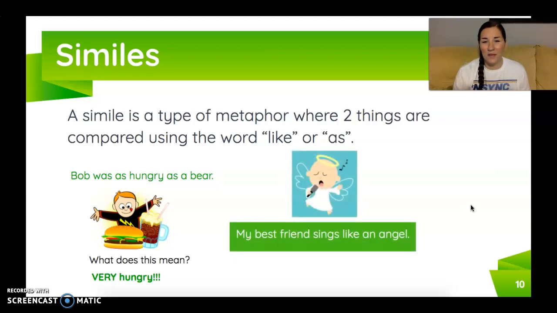Why don't you try this one? My best friend sings like an angel. So that one, your friend's not really an angel, but if I think about what an angel might sound like, I would imagine that an angel has a really beautiful, pretty voice. And so this simile would mean that she just sings beautifully, has a really nice singing voice.